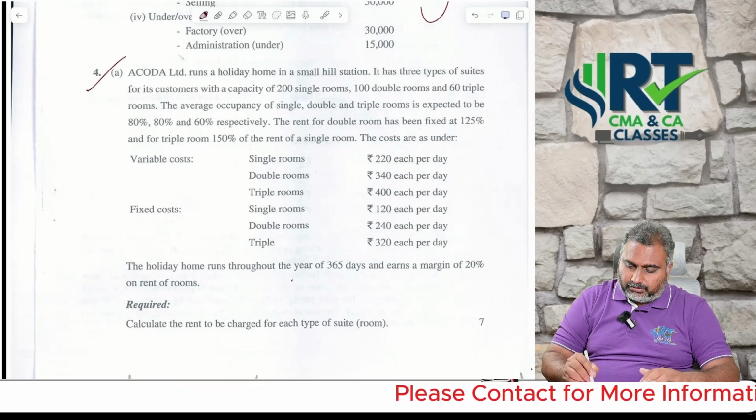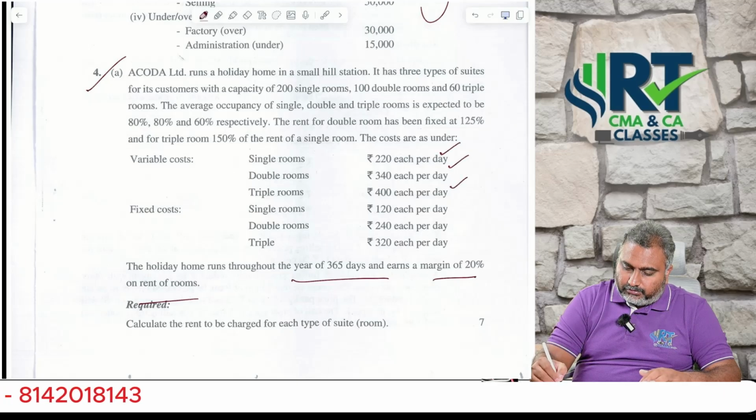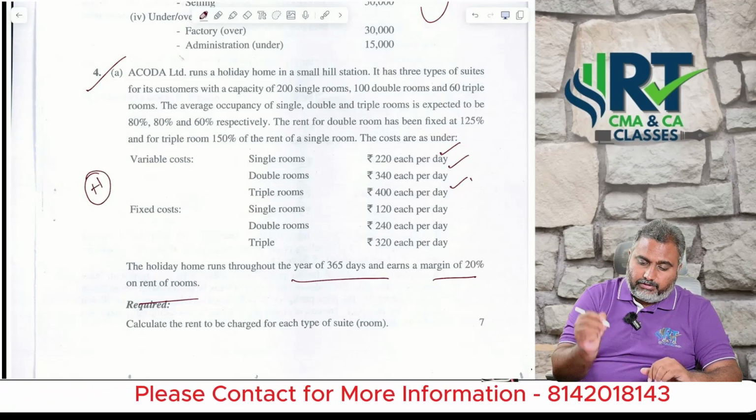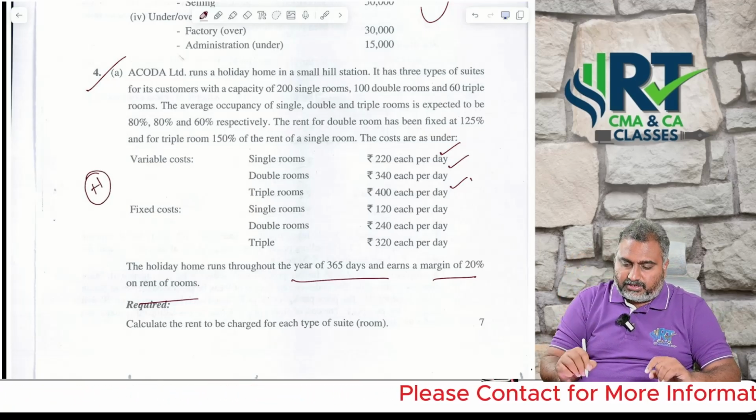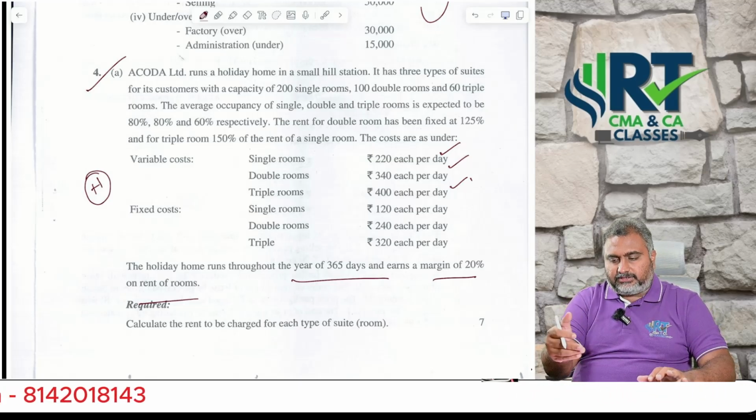Holiday homes run throughout the 365 days, with a 20% margin rate, single room, double room, triple room. That is what I already indicated. Hotel is a very important problem from an operating costing point of view. It's the same model problem.